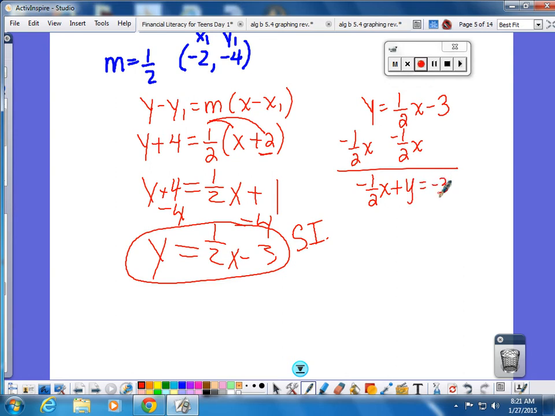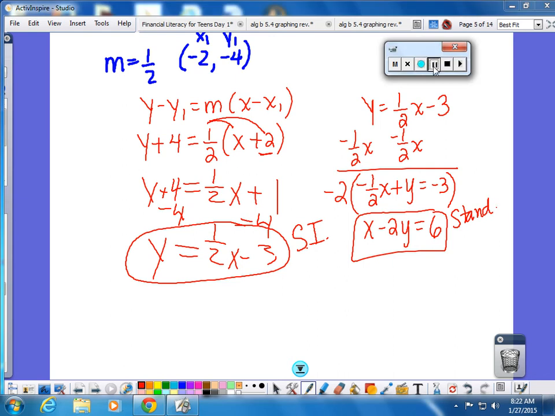But that's not quite standard, is it? What do we need to do? So -1, yeah. I got a negative and I also have a denominator. How would I get rid of that denominator? A negative what? A -2. That's my denominator. All right, so that would leave me with x minus 2y equals 6. And this is my standard form of algebra.